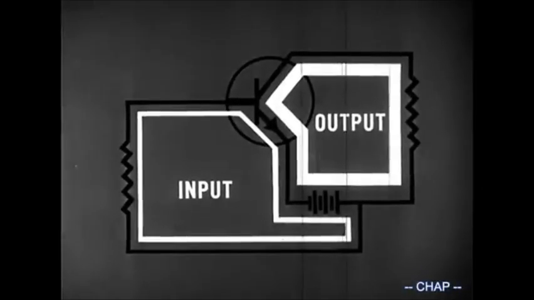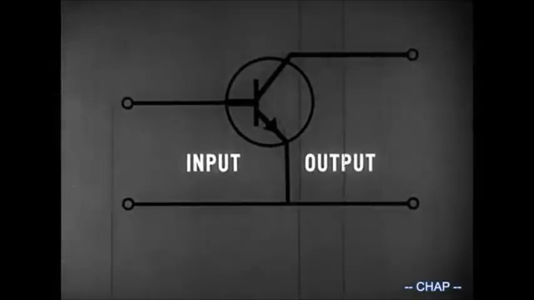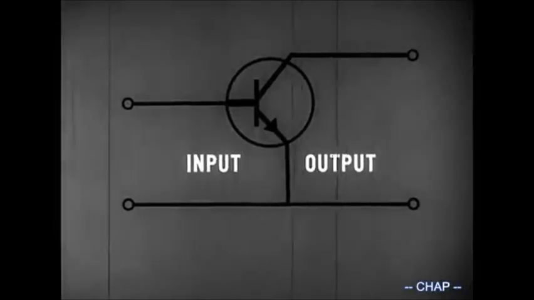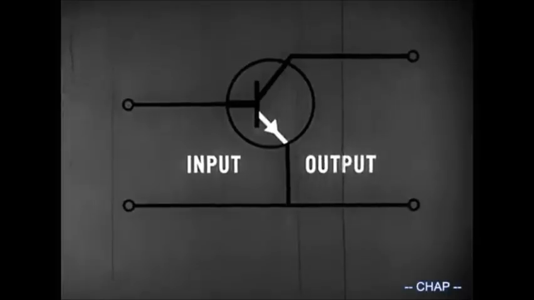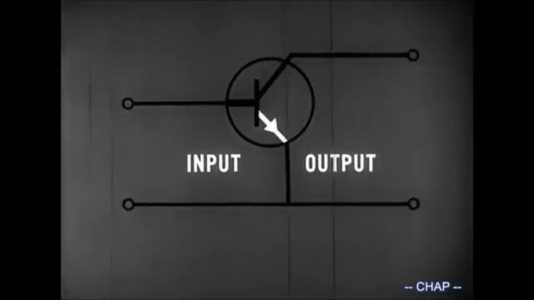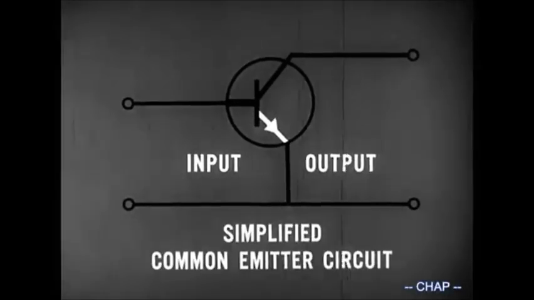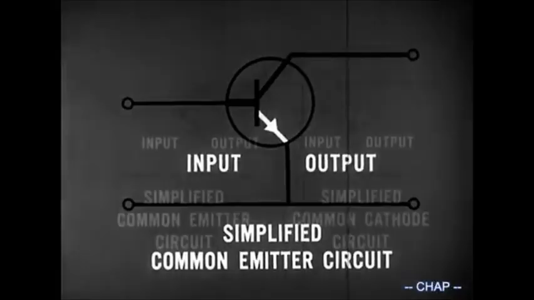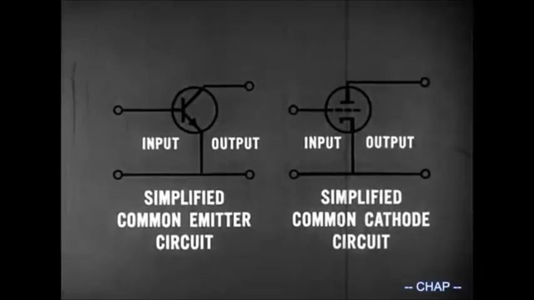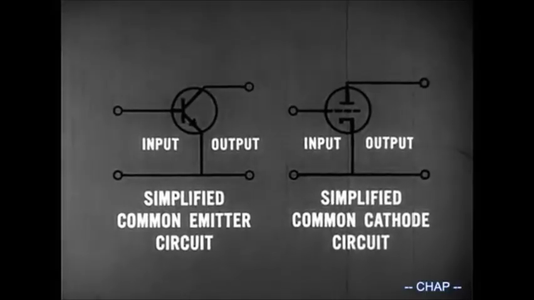To simplify the picture, we'll eliminate the various other components which we know are part of the circuit. Note that of the three elements of the transistor, only the emitter is common to both the input and output circuits. This is a common emitter circuit. The common emitter circuit is the one most seen in transistor circuits, just as the common cathode circuit is the one most seen in vacuum tube circuits.